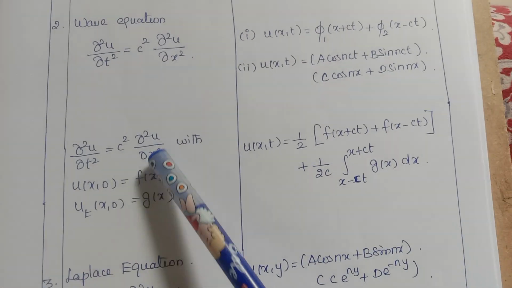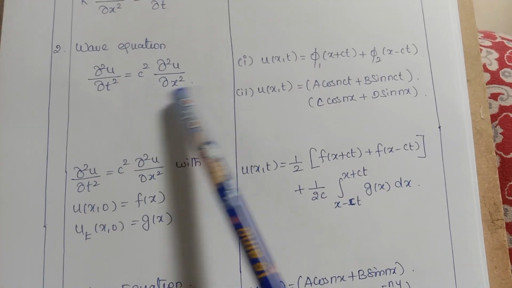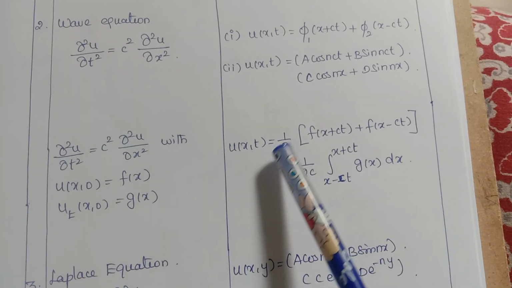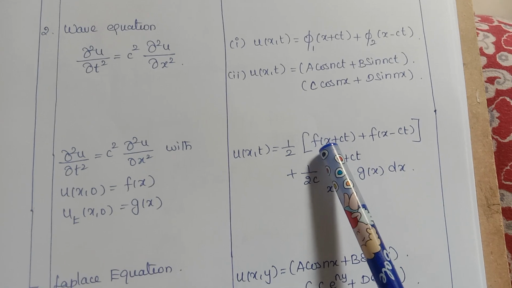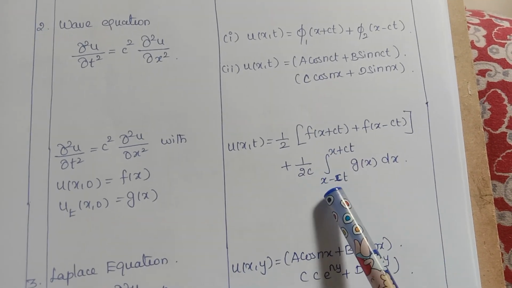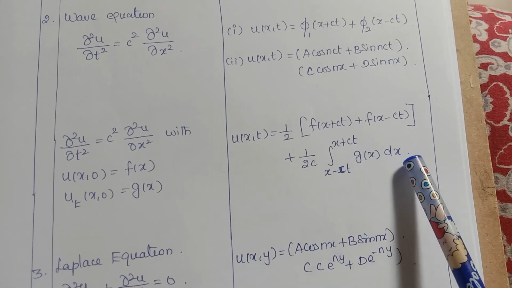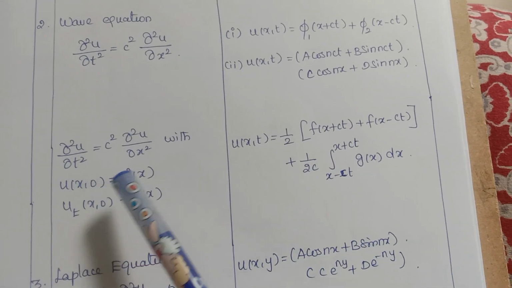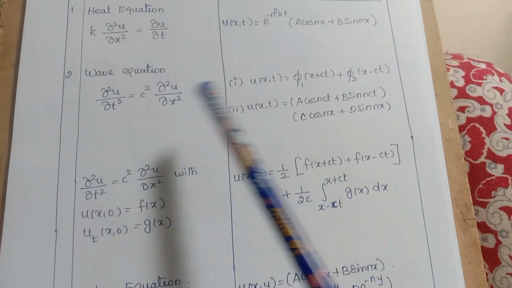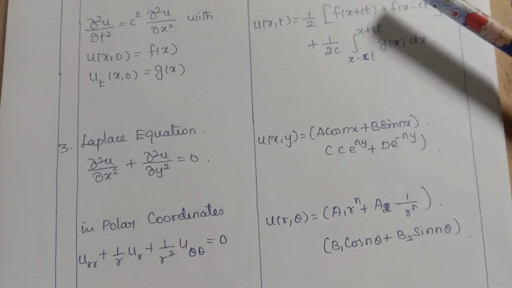Next one, suppose initial conditions are given. This is without any initial condition. Suppose if initial conditions are given, only one solution: u of x comma t equal to 1 by 2 into f of x plus ct plus f of x minus ct, plus 1 by 2c into integral x minus ct to x plus ct g of x dx. This f is nothing but u of x comma 0 and g is nothing but ut of x comma 0. Okay, so for the wave equation, remember all the three solutions for doing problems.